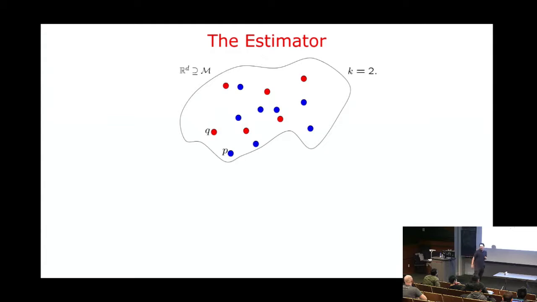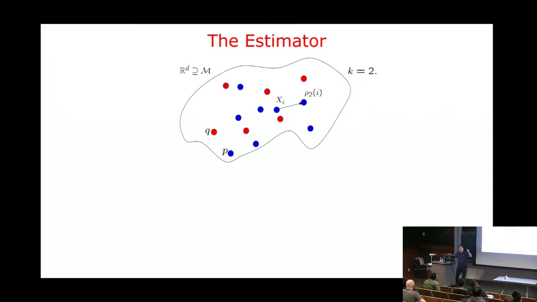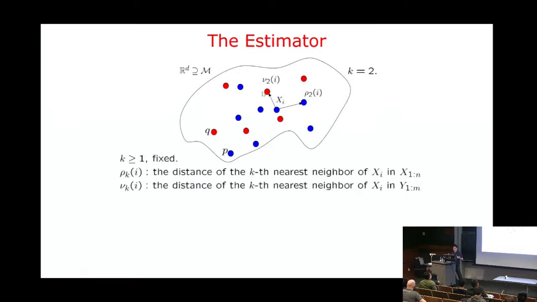Say you choose k to be 2, and for each point among the blue points, you calculate their second nearest neighbors. So for this guy, this would be the first, this would be the second nearest neighbor, and you denote this distance with rho 2i. So for each point in your training set, among the blue points, you calculate its second nearest neighbor among the blue points. And you also calculate its second nearest neighbor among the red points. So this would be its first nearest neighbor, this is its second nearest neighbor. You do that for all blue points, and then you can calculate these rho 2 and nu 2 quantities.